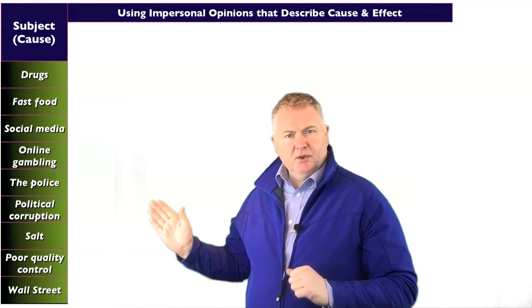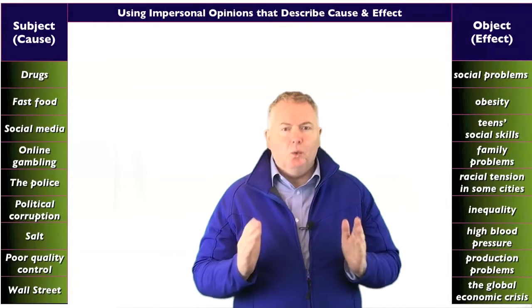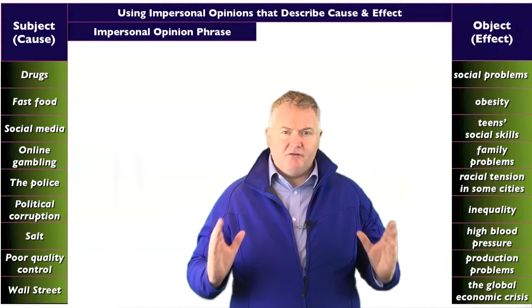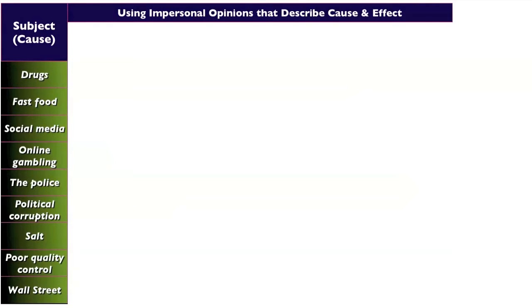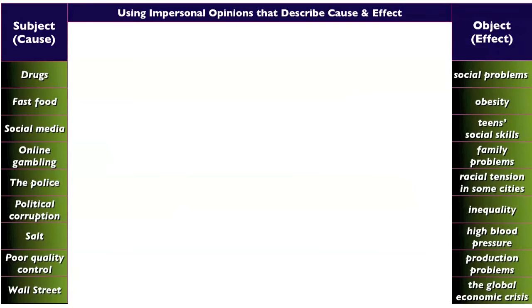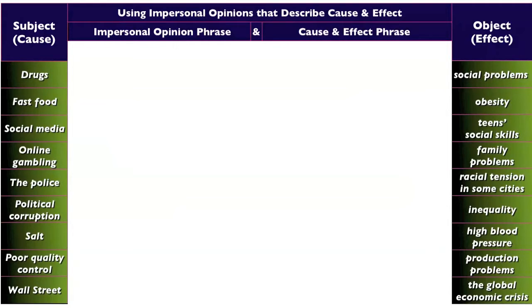So we'll begin with our cause and we'll end with our effect. And here in the middle, we'll put in the opinion phrase, this impersonal opinion phrase. Using impersonal opinions that describe cause and effect. Firstly, you'll need a subject that's a cause, and then you'll need an object that's an effect. In the middle, you'll need an impersonal opinion phrase and a cause and effect phrase.